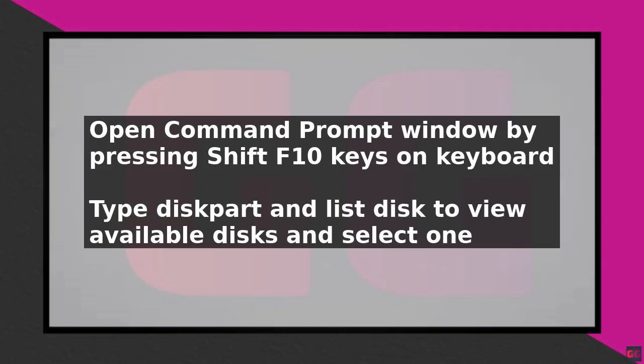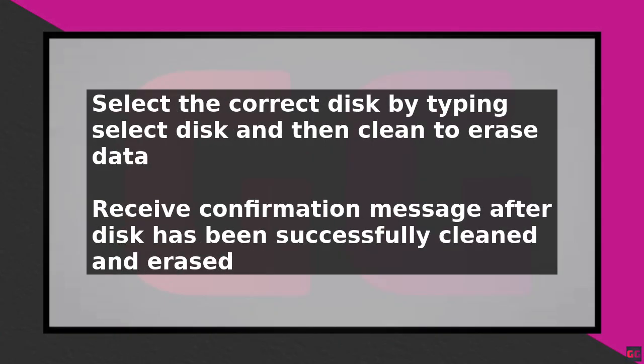In the command prompt window, type diskpart and ignore the information that appears. Then, type list disk to view the available disks. Select the disk you want to focus on, typically the largest one, which is often disk 0.